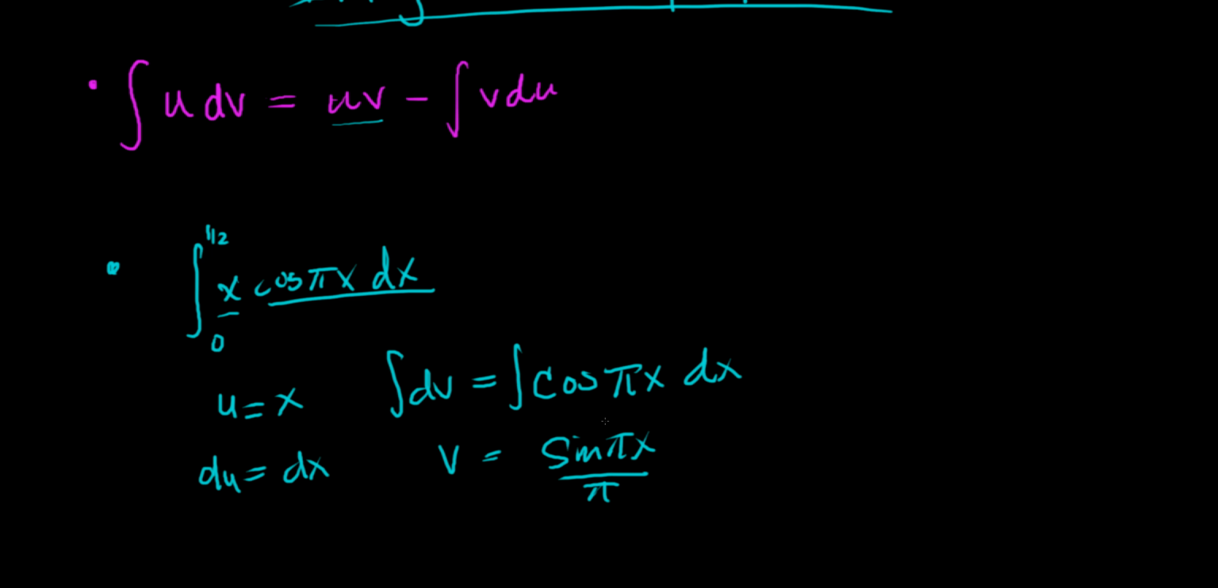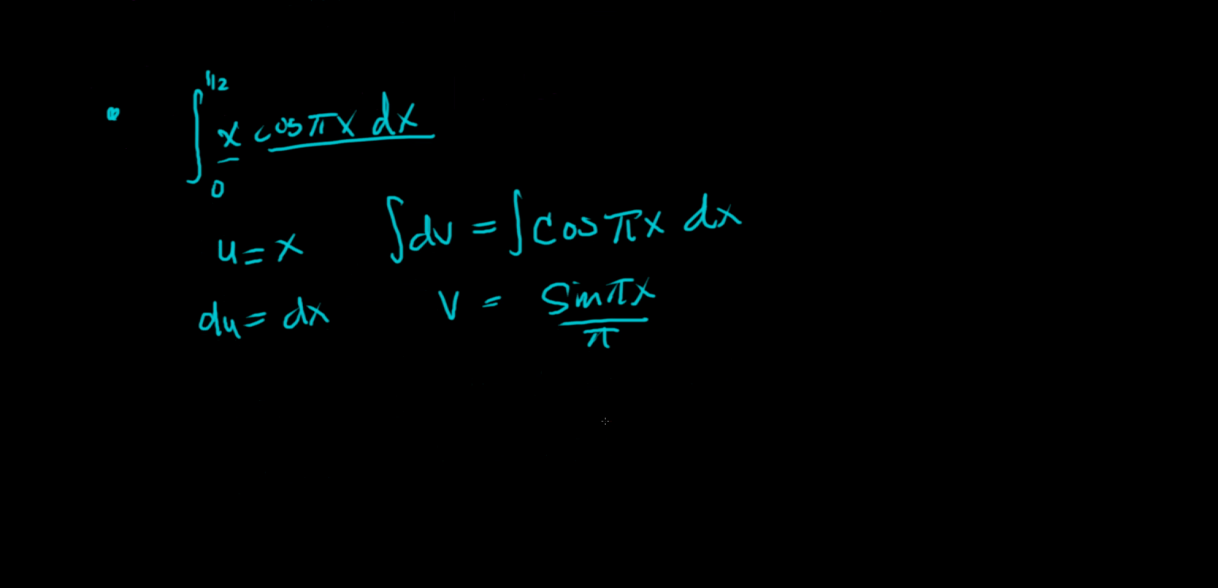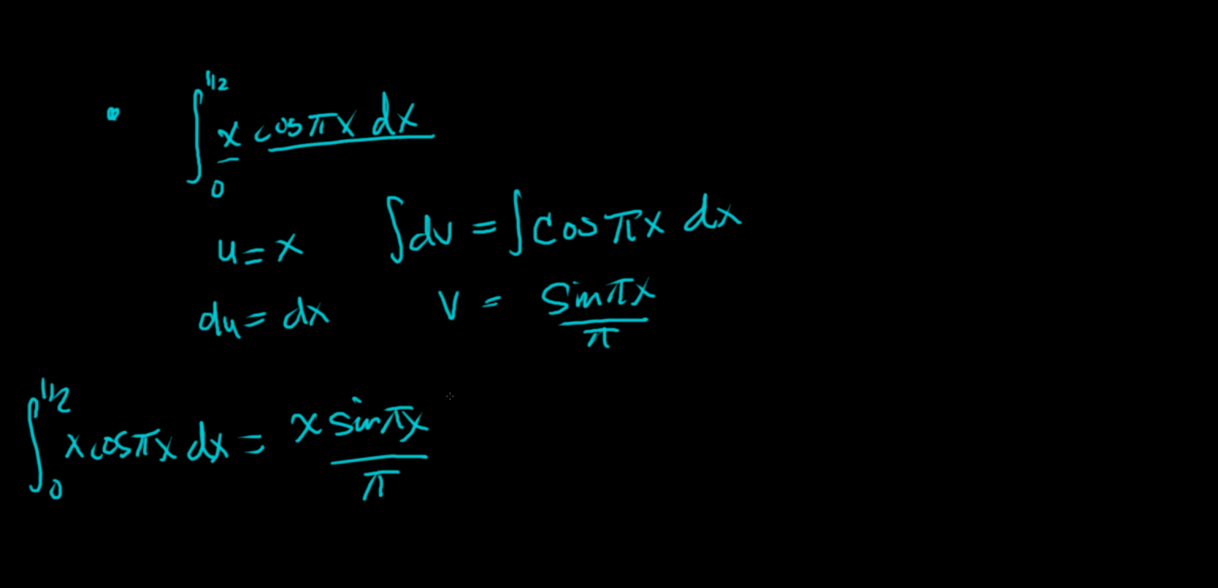And so let's move on quickly to the next part of this problem. So we see that the integral from 0 to 1/2 of x cosine of pi x dx is equal to, now this is where you're going to see something slightly different now that we have limits in place. We do our u times v. So this is x sine of pi x over pi. But here we have to note that we also need to apply the limits to this function on the left side. So we have to do this from 0 to 1/2.